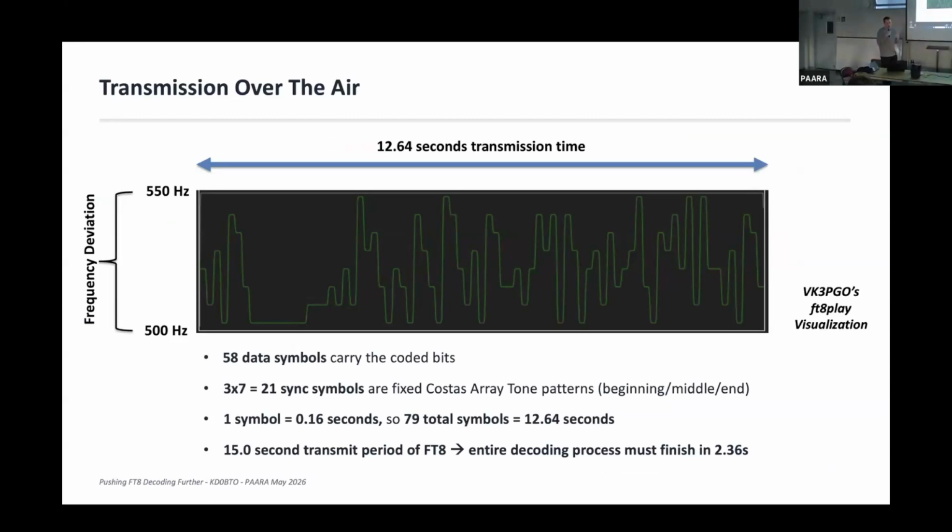So it's frequency shift keying, and as I said, it's very narrow. Here's an example. These are the sync tones, and if you squint hard, you can see that they play at the beginning, in the middle and at the end, and then the data is in the other parts. And it's only 12.6 seconds, so you've got 15 seconds, and there's that little gap at the end for the decoder.